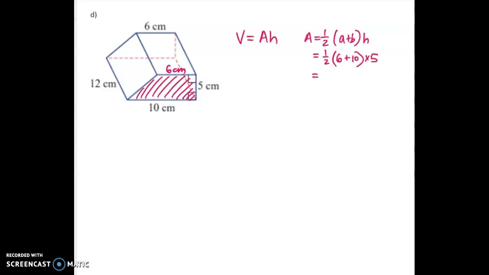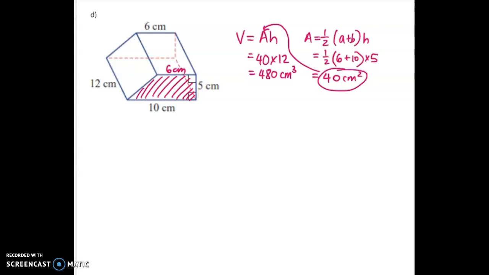Alright, so if we multiply those together, you should get 40 square centimeters. And again, we substitute that back into our formula for A, and then multiply that with the height of the prism, which is 12 in this case. So we substitute that in, and on our calculator, calculate 40 times 12, which should give us 480 cubic centimeters. And that's our volume for this trapezoidal prism.